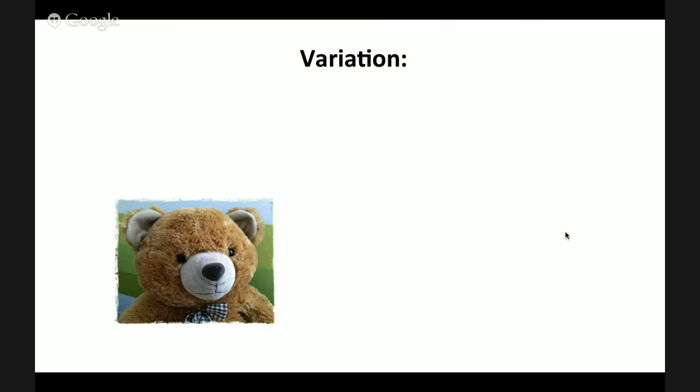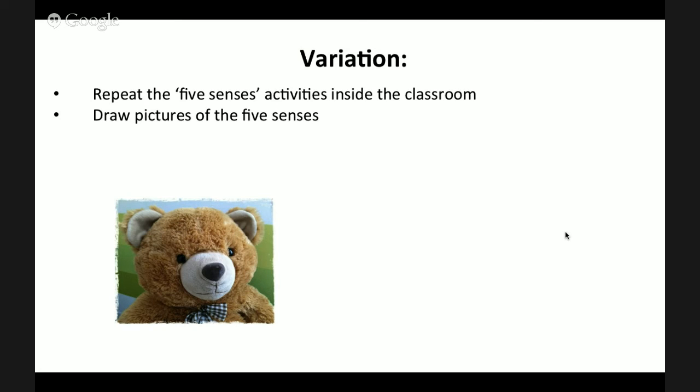You can do some variations of this activity. What you can do, if you don't have a garden in the school or a park, if you don't have this opportunity, you can do all this project in the classroom. And if you did the project in the garden or in the park, you can repeat the 5 senses activity in the classroom. You can ask them to draw pictures of the 5 senses, and here you're not going to ask them to draw just a nose or eyes, but something that they learn with this. They really learn with this.